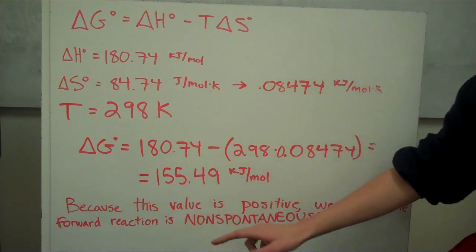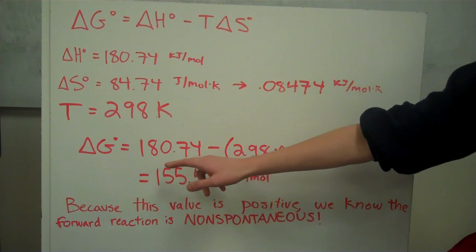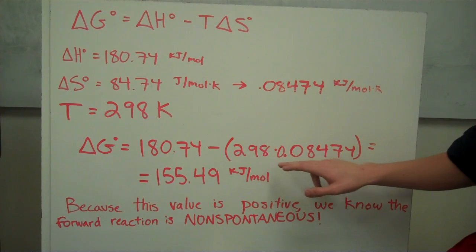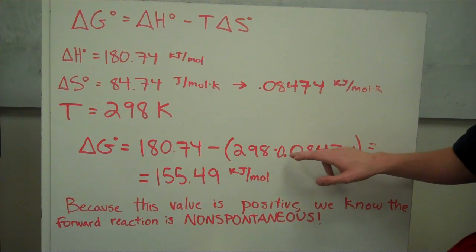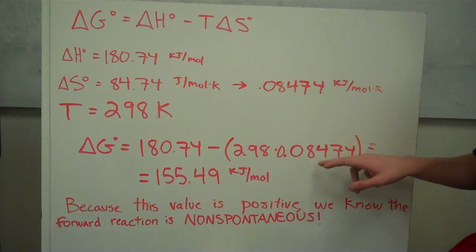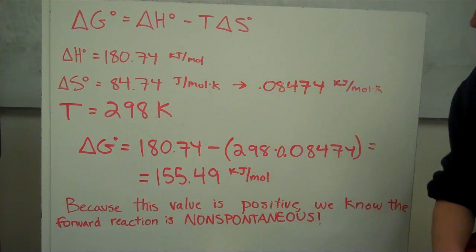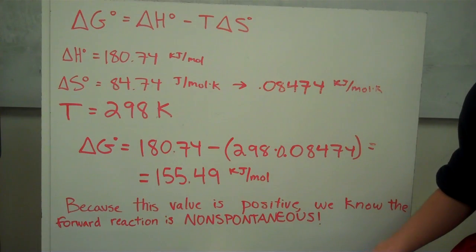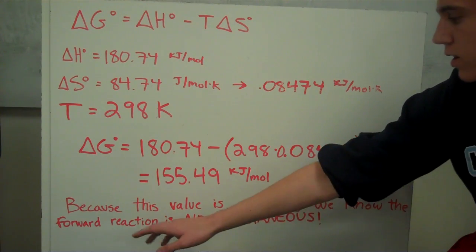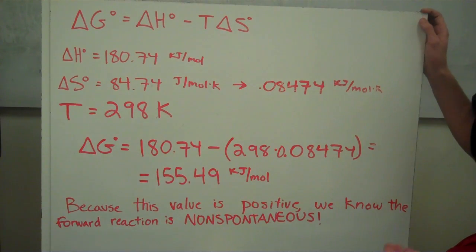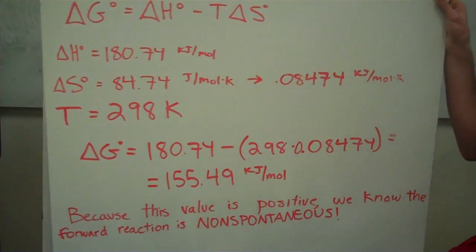We get delta G naught is equal to 180.74 minus 298 times 0.04084474. And this equals 155.49 kilojoules per mole. And like we said earlier, because this value is positive, we know that this reaction at STP is non-spontaneous.